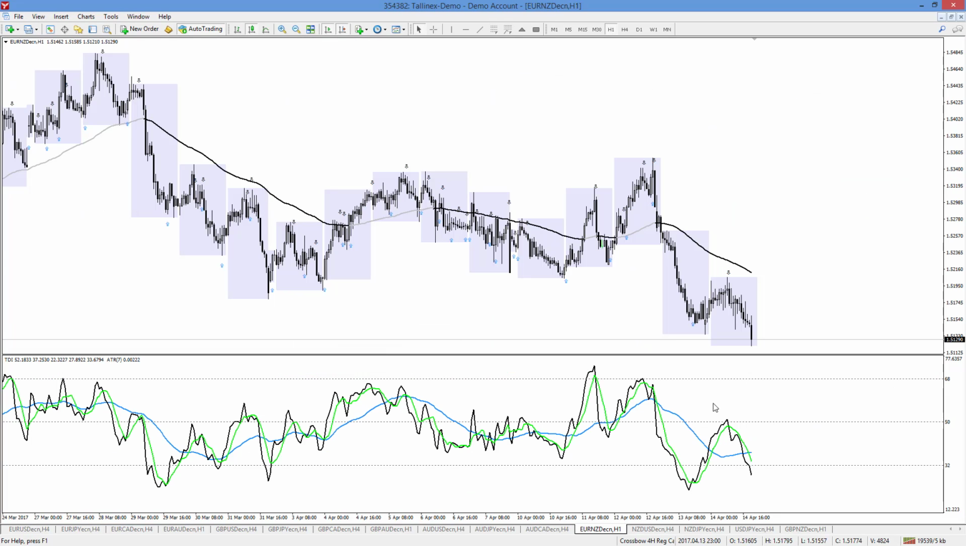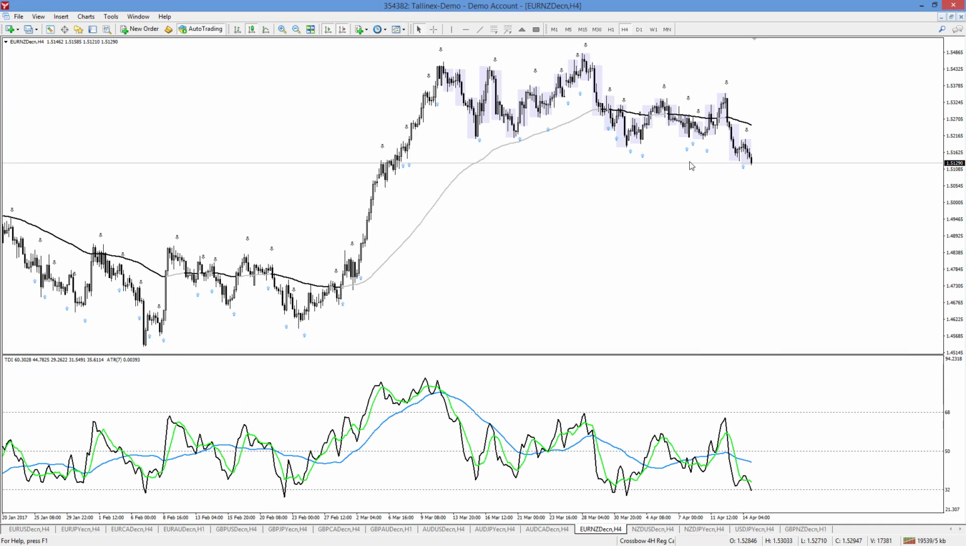Here's our Euro Kiwi. Same scenario on these pairs as we had on the Euro Aussie and Pound Aussie. Look, we're in kind of no man's land right now. We have no structure to reference in current price action. Let's look at our 4-hour chart. We've got a long way to go here before we hit structure again, traders.